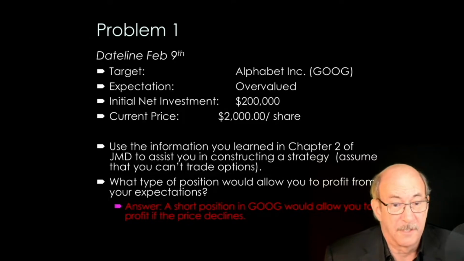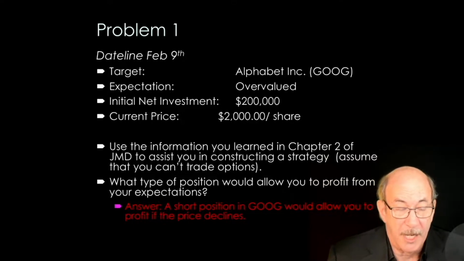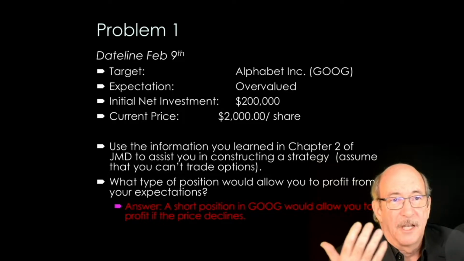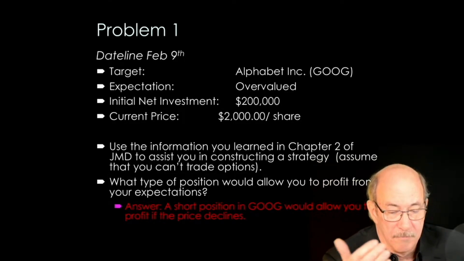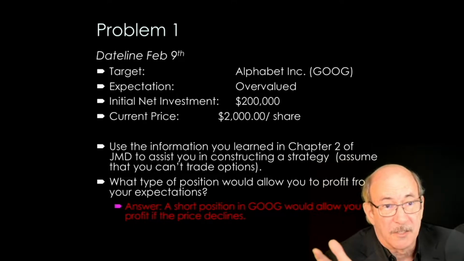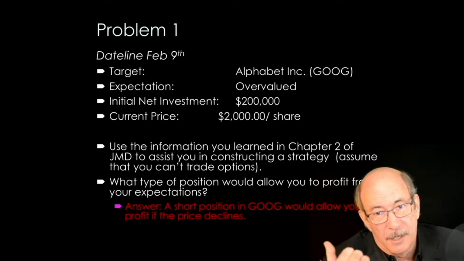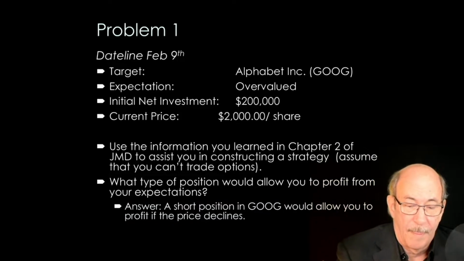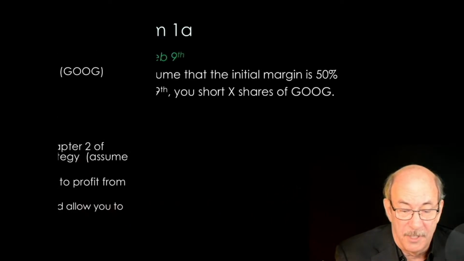And of course, it shouldn't surprise you too much that the way to do that is through a short position. So we would open a short position in Google, which will give us a gain if the price goes down, which is consistent with our overvalued expectation. However, on the flip side, it will give us a loss if a price continues upward. So let's look at that position.